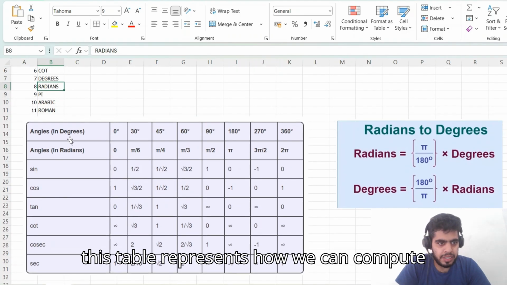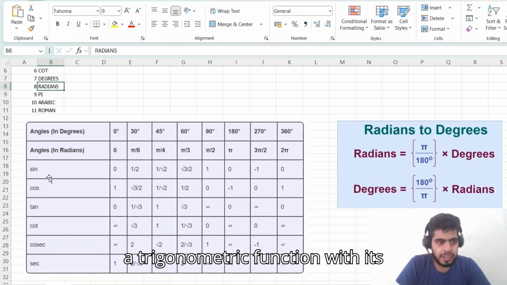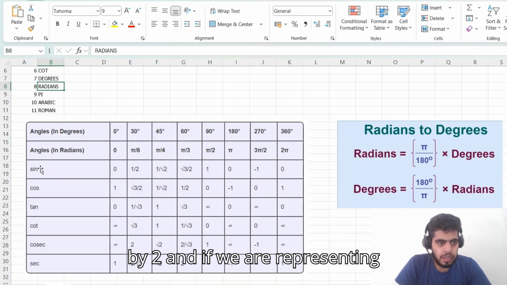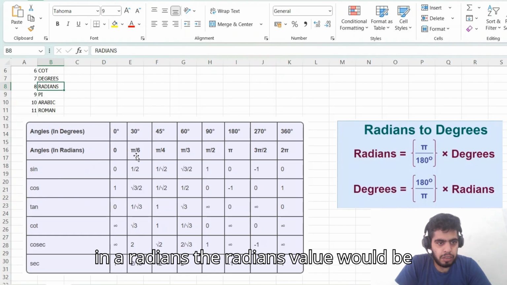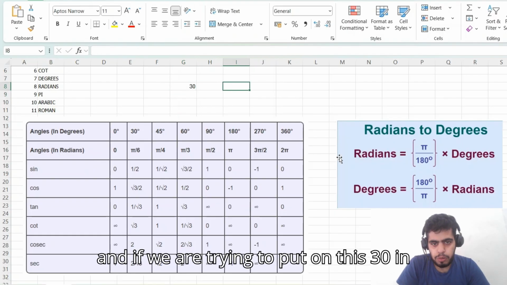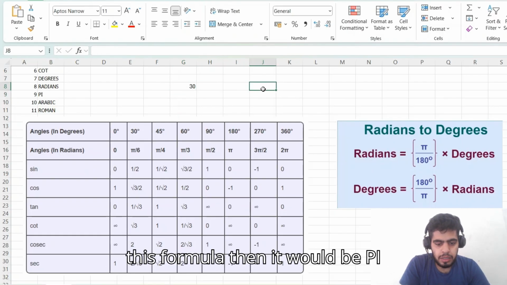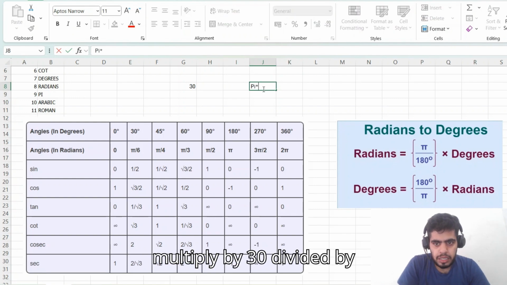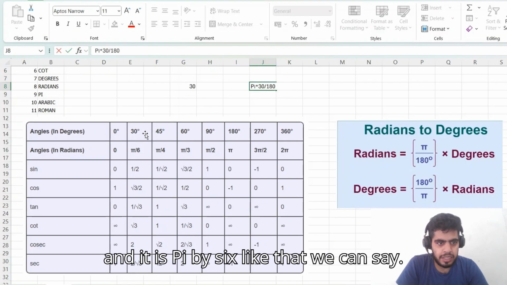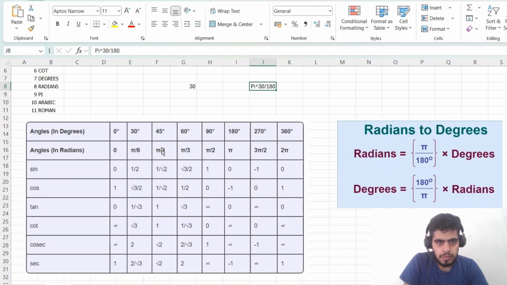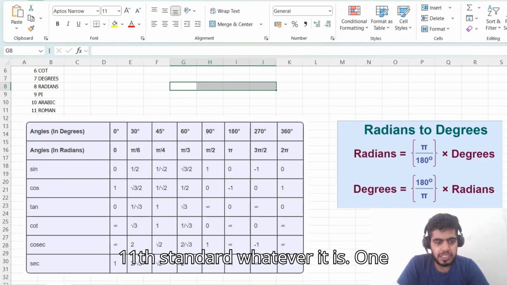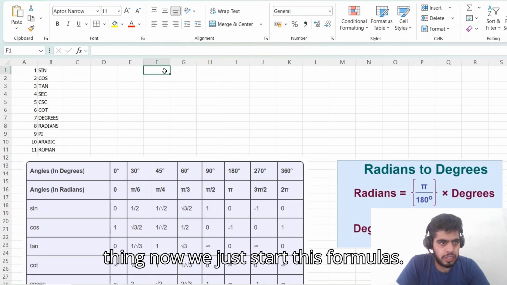This table represents how we can compute a trigonometric function with its angle. Like sine 30 value would be 1 divided by 2, and in radians the value would be pi divided by 6. We can compute directly: if our angle is 30 and we put 30 in this formula, it would be pi multiplied by 30 divided by 180, which is nothing but 1 divided by 6, so pi by 6. This is pretty much the gist that we used to learn in our 10th and 11th standard. Now let's start these formulas.